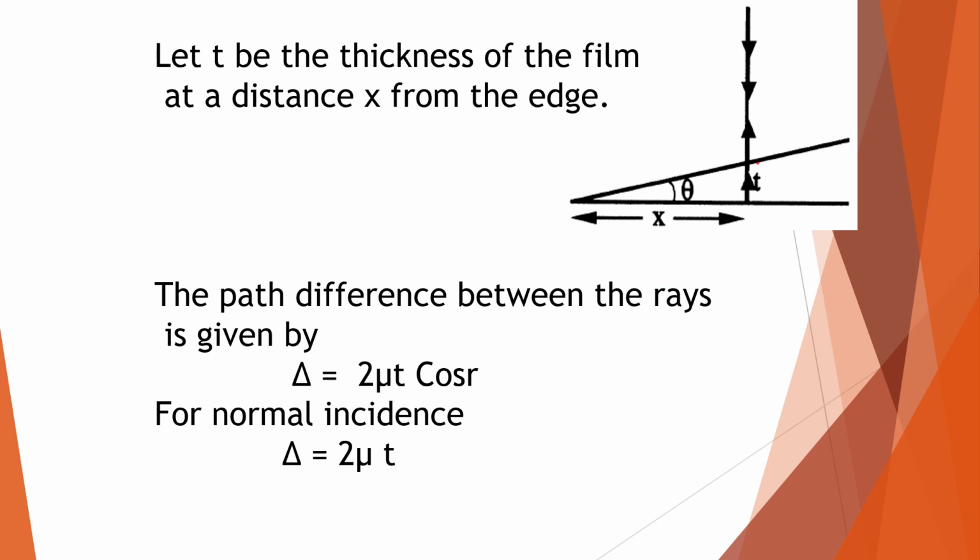Now consider an air film of thickness t at a distance x from the edge of the wedge. This is called the edge of the wedge. Now, what is the path difference between the rays? The apparent path difference is given as 2 mu t cos r. Here also, since the rays are falling normally, the angle of refraction r will be 0 and cos 0 is 1. Therefore, the apparent path difference delta is equal to 2 mu t.